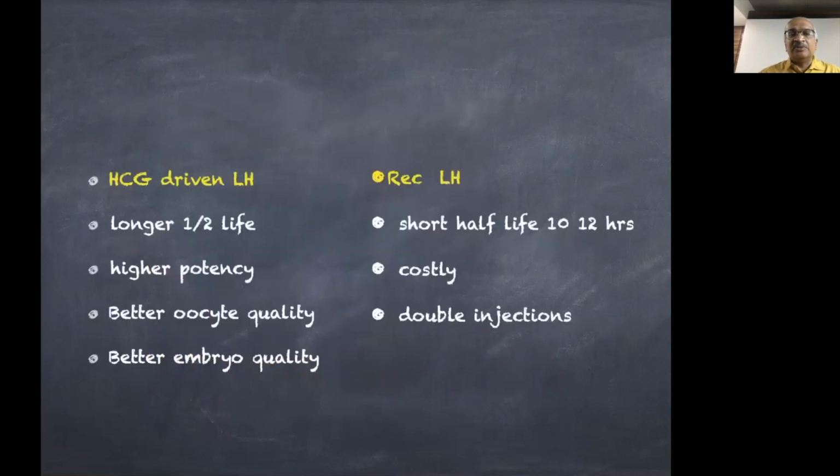The main difference between an HCG-driven and a recombinant LH activity is that an HCG-driven LH activity has a longer half-life, higher potency, better oocyte quality, and better embryo quality, while the recombinant LH has a short half-life, it's costly, and double injections may be needed in many stimulation protocols.